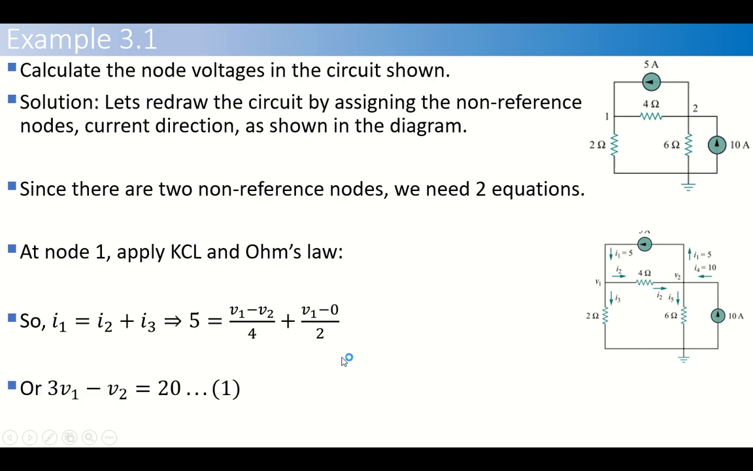Now we can easily simplify this equation: we can take the LCM, collect the like terms, and so on. You can extend these steps in between here; I skip those steps. Anyway, the equation will be 3V1 minus V2 is equal to 20. Let's call this equation number 1. You can see that this is not a simple equation; it involves two variables. So to solve it we must have another equation.